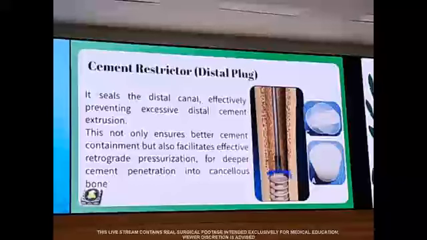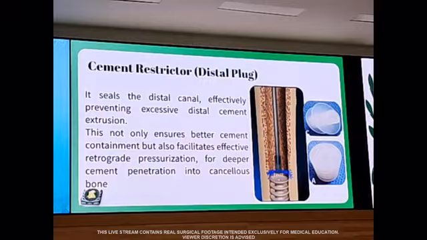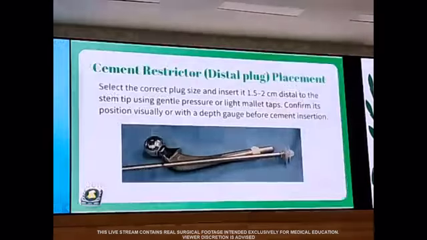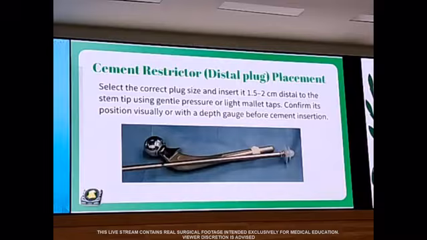Cement restrictor: it seals the distal canal and effectively prevents excessive distal cement extrusion. This not only ensures better cement containment but also facilitates effective retrograde pressurization for deeper cement penetration into the cancellous bone. Select the correct size and insert it 1.2 to 2 cm distal to the stem tip using gentle pressure or a slight mallet tap. Confirm its position visually or with the depth gauge before cement insertion.